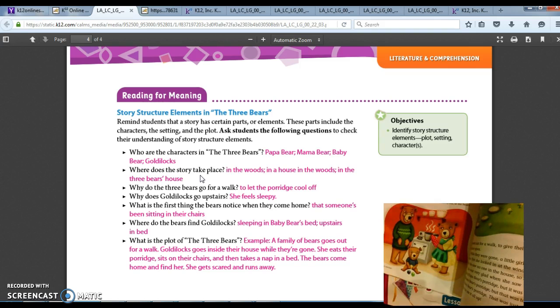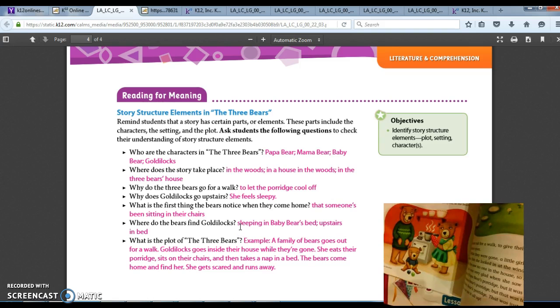Why does Goldilocks go upstairs? Why does she go upstairs and check out the beds? Tell your learning coach she feels sleepy. What is the first thing the bears notice when they come home? If you told your learning coach that someone's been sitting in their chairs, that's correct. Next question, where do the bears find Goldilocks? If you told your learning coach they found her sleeping in Baby Bear's bed or that she was upstairs in a bed, you were correct.